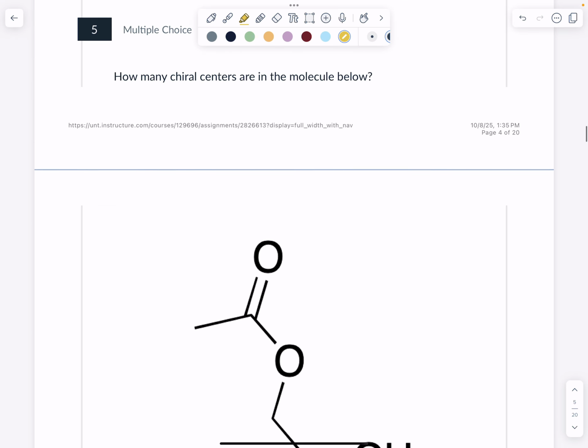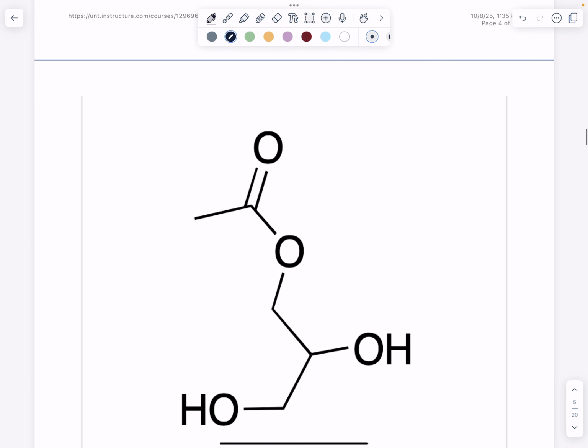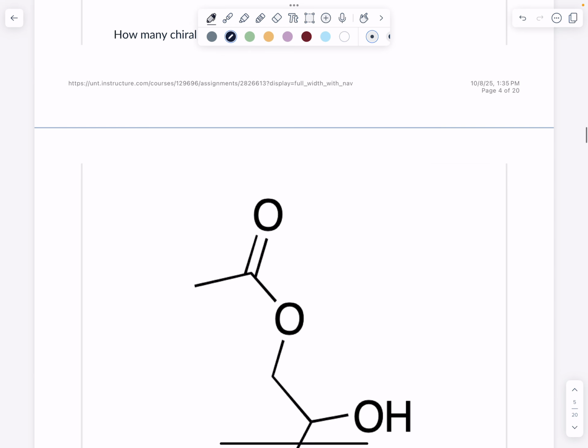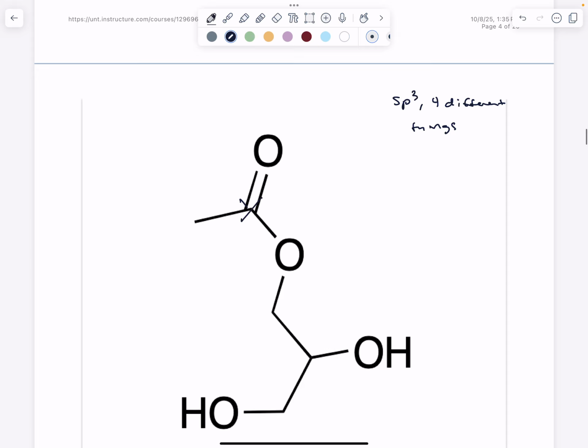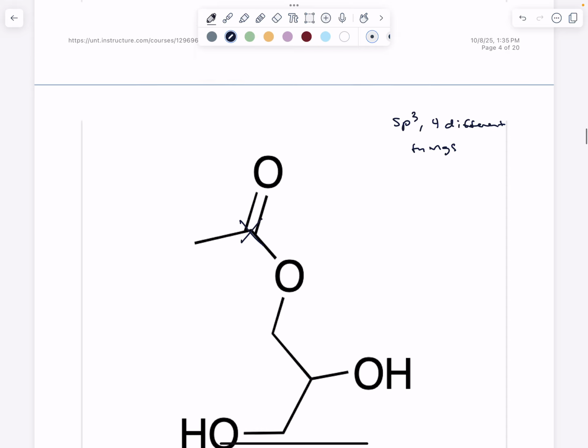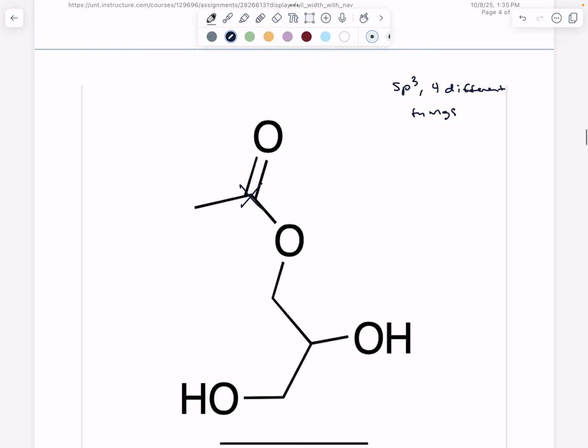Okay, and then the next one, how many chiral centers are in the molecule below? So I immediately think of the rules: it's sp3 hybridized, tetrahedral, and 4 different things are attached. So I'm going to eliminate anything that's sp2 hybridized, so right here, and we're only looking at carbons for this class, so you don't have to worry about the heteroatoms.